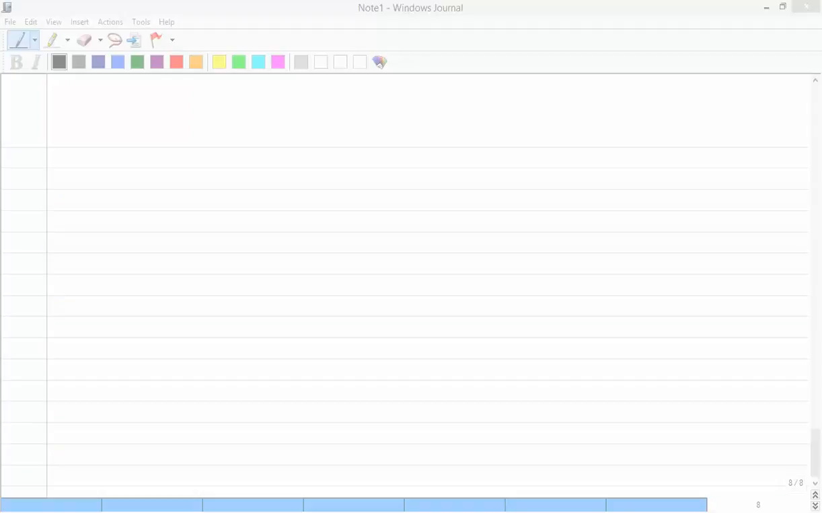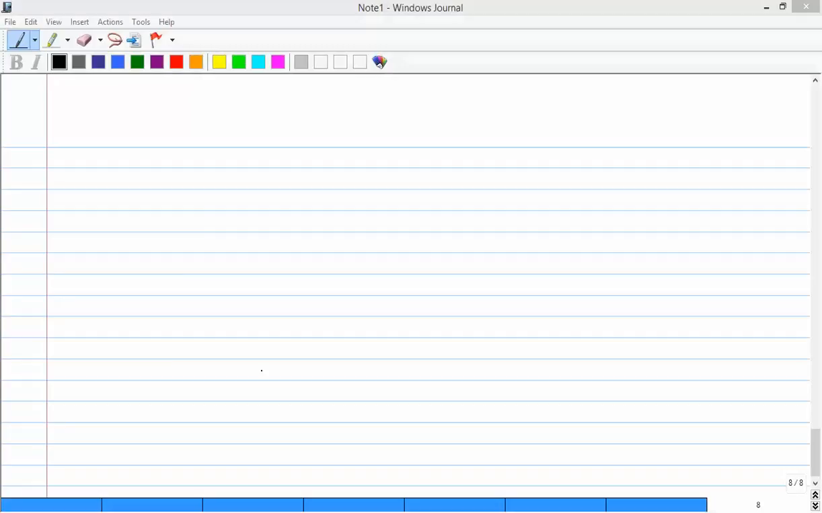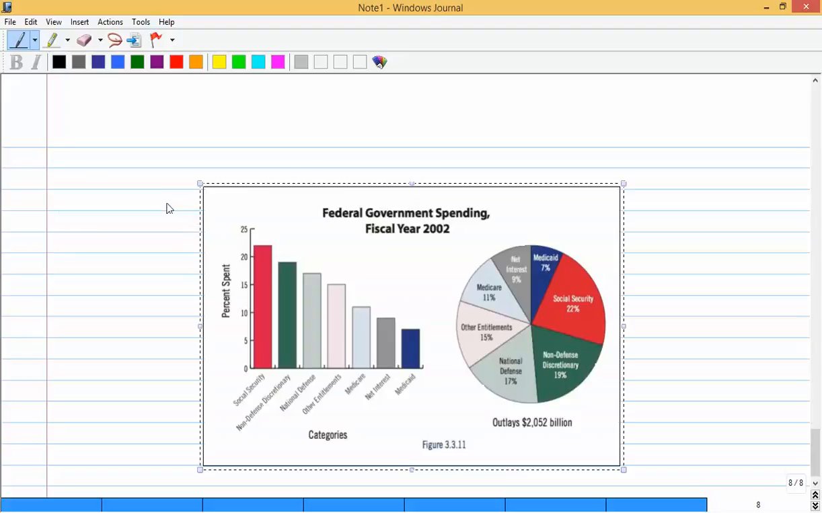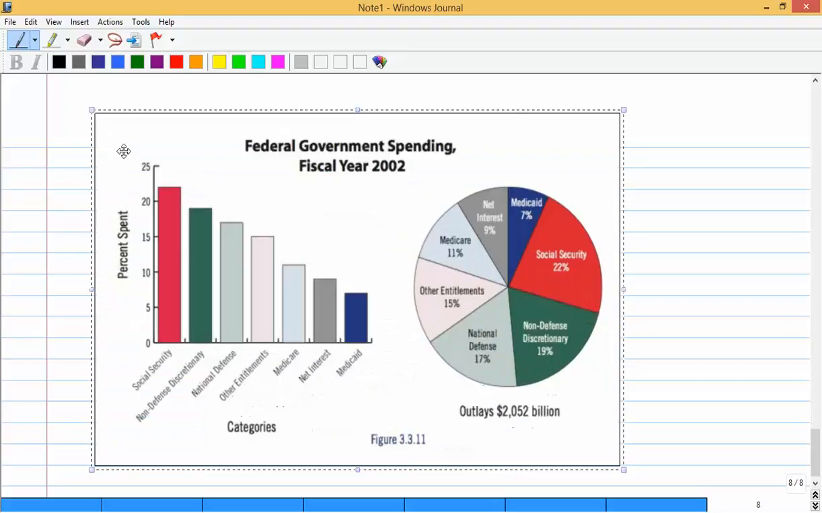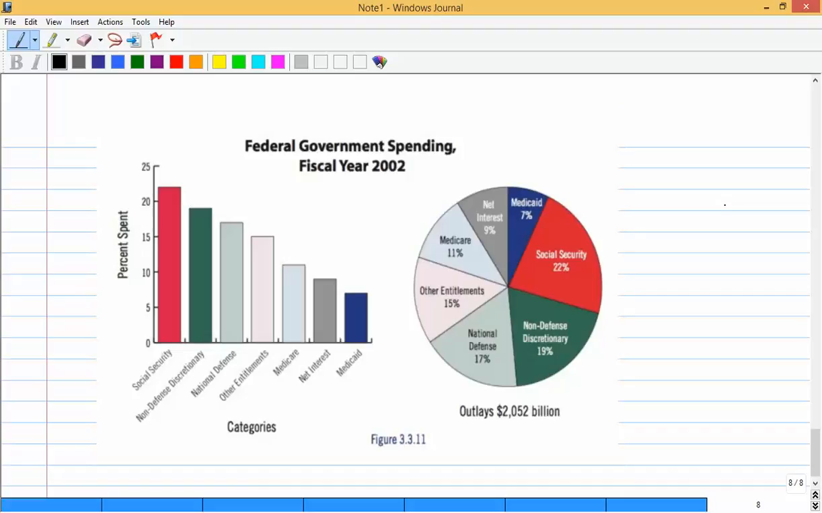And this is all in your book. This is on page 79 in your ebook. So here you can see the data being represented in a bar chart, and then here in a pie chart.